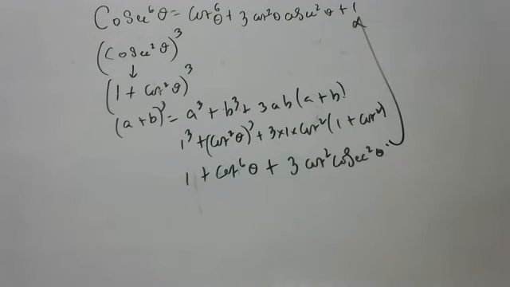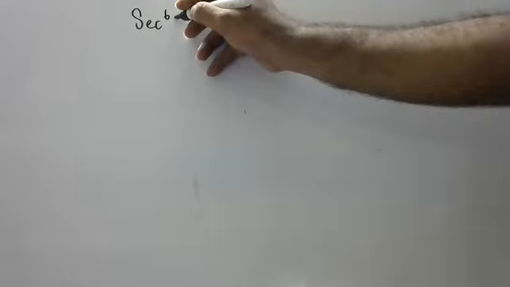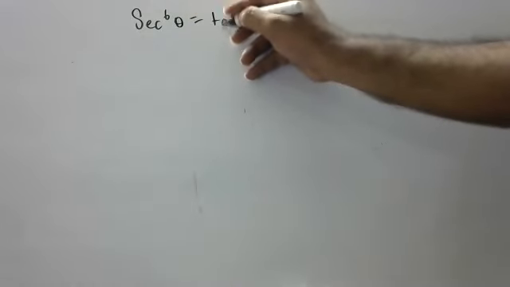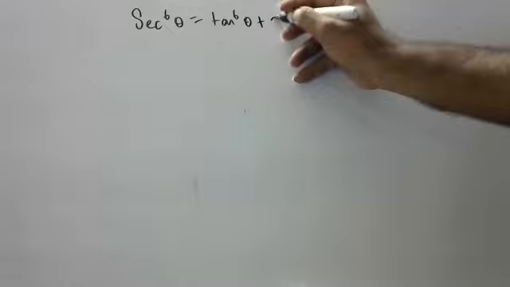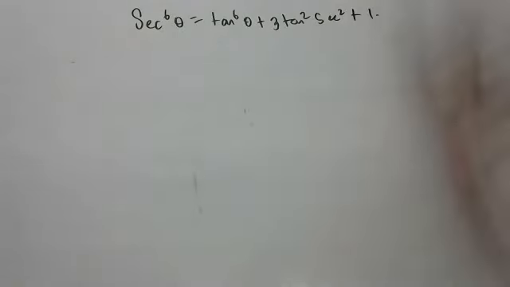Next sum also same. Anyone wants to tell how to do the sum? Same sum, ditto, but secant is there. Who will tell? Sahiti can answer. Always Sahiti only will tell. Okay, fine. Secant 6 theta, we have to prove, is equal to tan 6 theta plus 3 tan square theta secant square theta plus 1. Yes, Sai, tell.